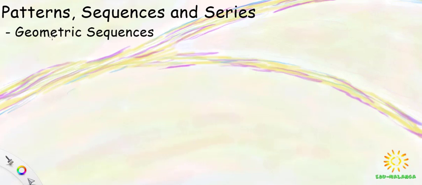Today we are continuing with Unit 1, which is patterns, sequences, and series. We're going to do the first example for Lesson 2, which is geometric sequences. So let's get into example 1 of geometric sequences.